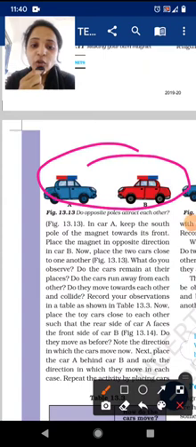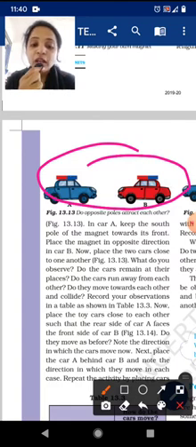What do you observe? Do the cars remain at their places? Do the cars run away from each other? Do they move towards each other and collide? Collide means a sudden hit to each other, like an accident. So they are asking whether the two cars get attracted towards each other, or whether they run away from there; that we have to observe. Record your observation in the table as shown in table 13.3.